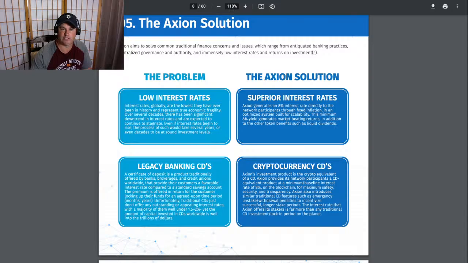So, superior interest rates: Axion generates an 8% interest rate directly to the network participants through fixed inflation and an optimized system built for scalability. This minimum 8% yield generates market-beating returns in addition to the other token benefits such as liquid dividends, and that's why it's the supercharged certificate of deposit.